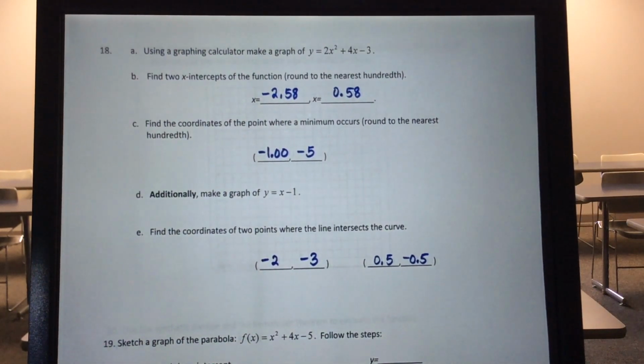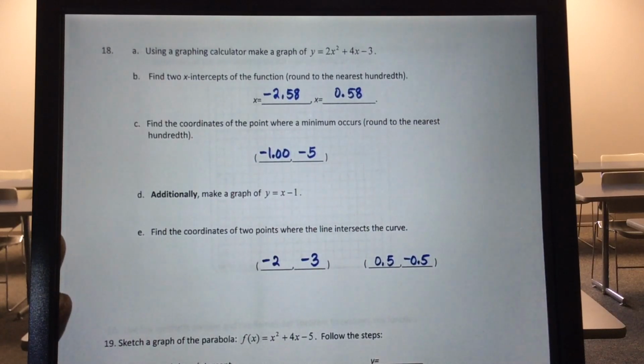So all of that represents problem number 18, just using that graphing calculator. And there was a calculator activity that has problems similar to that. So make sure that you are familiar with how to use that graphing calculator to do this particular type of problem.